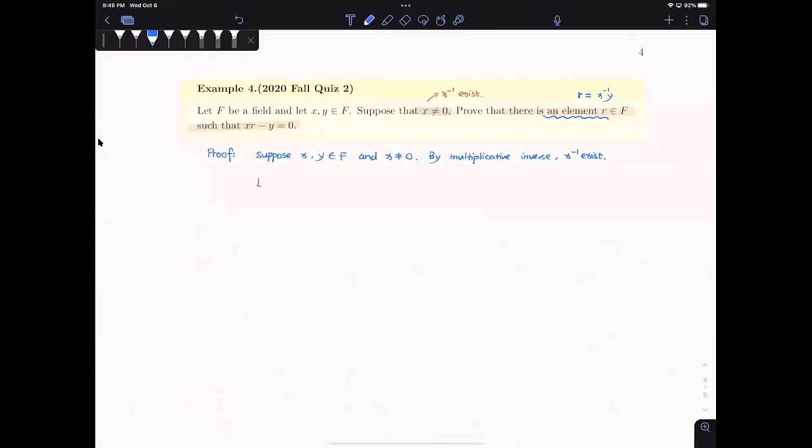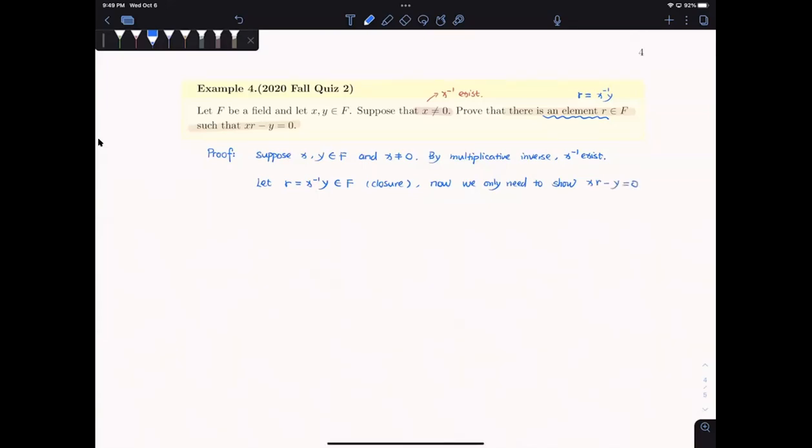Now let R equal X inverse Y. We know this is definitely in F. Why? Because closure. We know it's in F. Okay, so now we only need to show XR minus Y equals 0. So that's what we need to do.